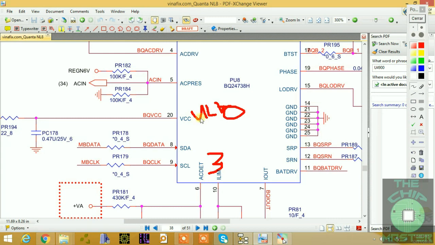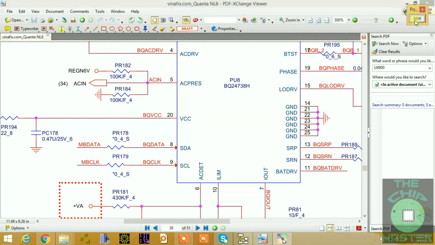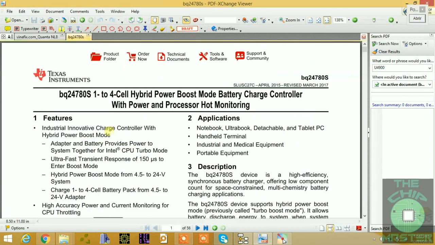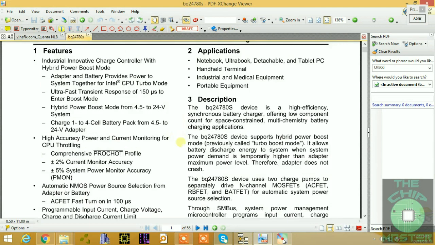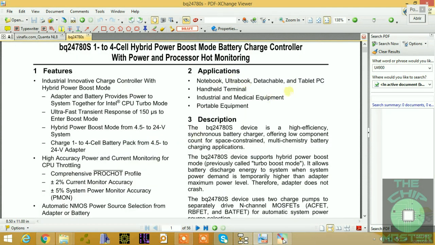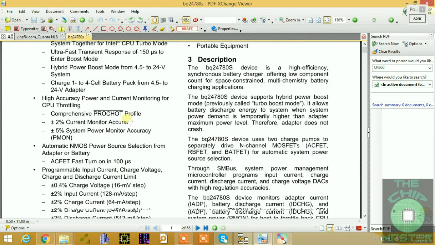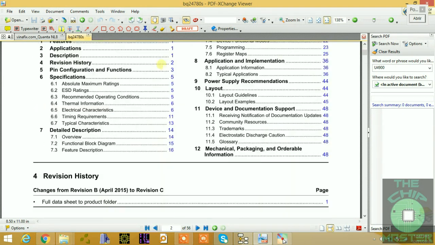So if you read the data sheet, let me see if I can find it. Alright, so this is the data sheet. As you can see, the BQ24780 is the same, right? It's for notebook, ultrabook, tablet PC, industrial and medical equipment, with innovative charge control with hybrid power and boost mode. Alright, so we're going to go to the pin definitions of this charging IC.